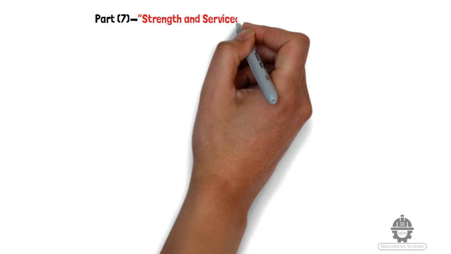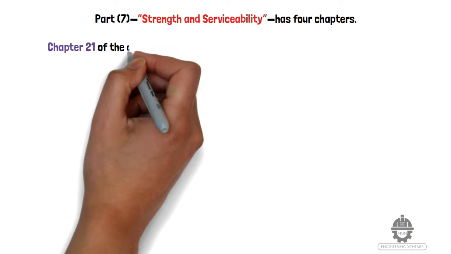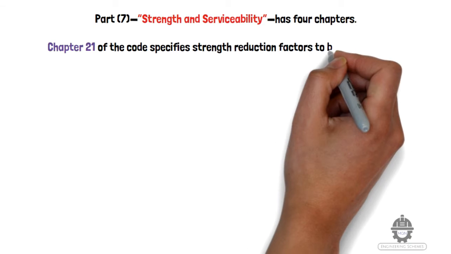Part number 7, Strength and Serviceability, has 4 chapters. Chapter 21 of the code specifies strength reduction factors to be used in the design.